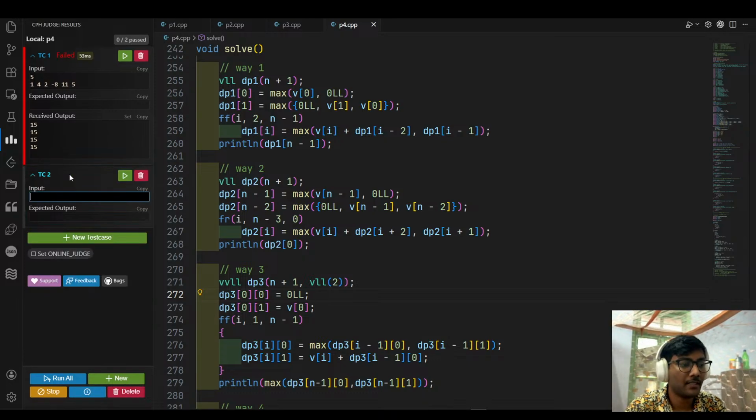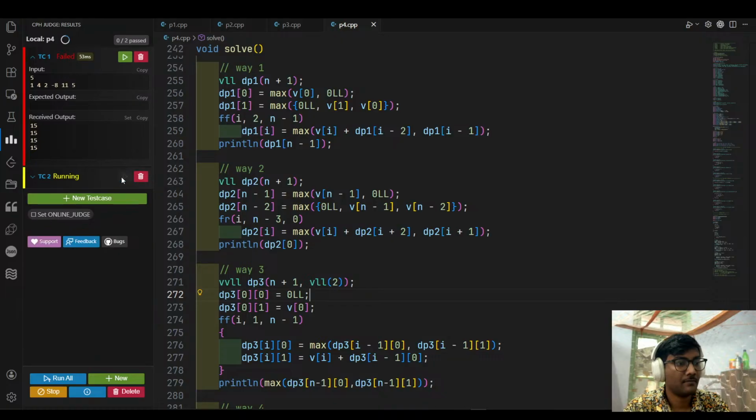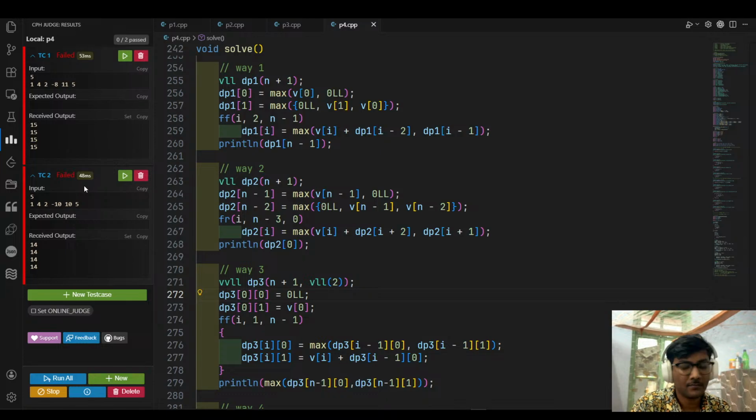Let's check for another test case that is again 5 size. I think 1, 4, 4, 2, and then minus 10, and then a 10 and a 5. The expected answer is around 13. Oh, exactly 13. It's 14. 1, 4, 2, minus 10, 5. Can I create some 13?